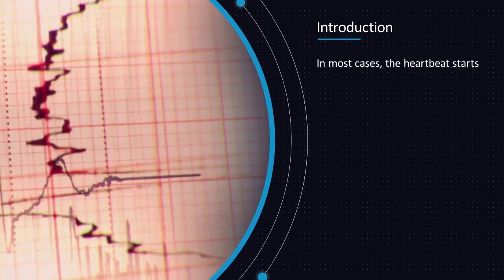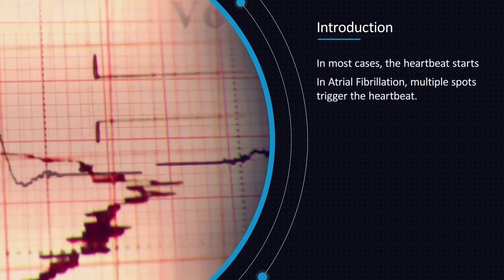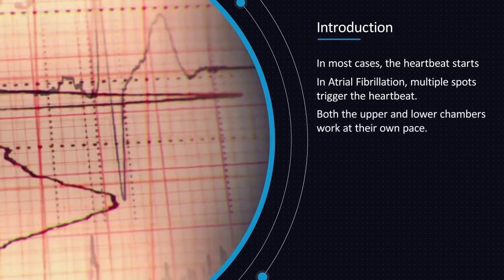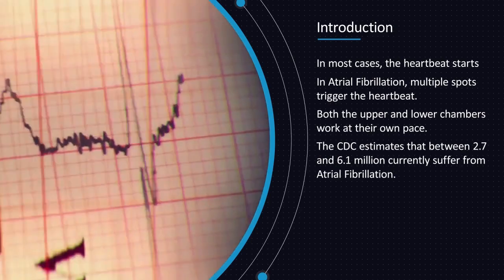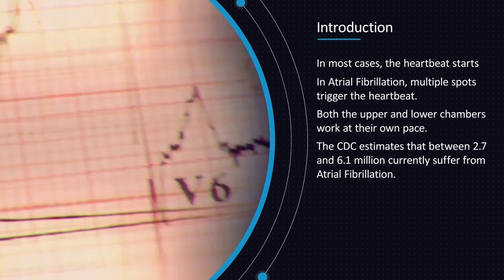Normally, the heartbeat starts from the right atrium. However, for people with atrial fibrillation, there are multiple spots that trigger the heartbeat, which means that both the upper and lower chambers work at their own pace. The CDC estimates that between 2.7 and 6.1 million currently suffer from atrial fibrillation.